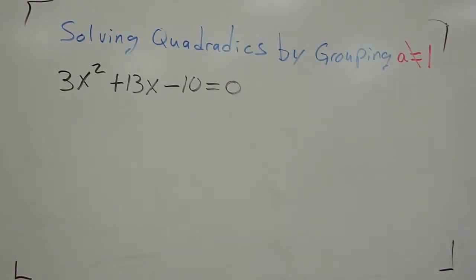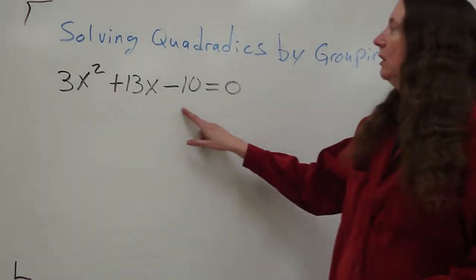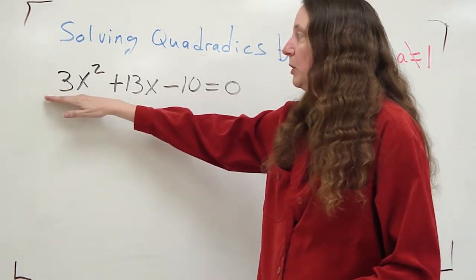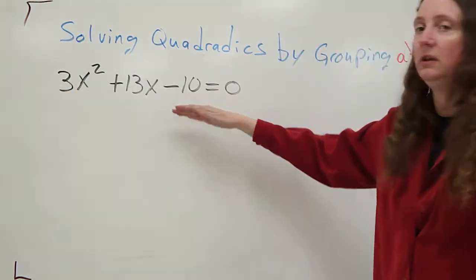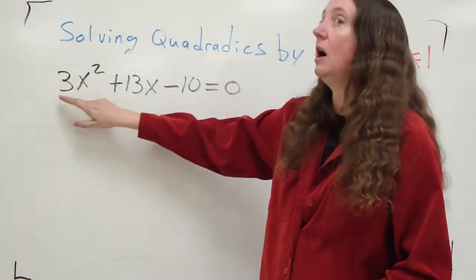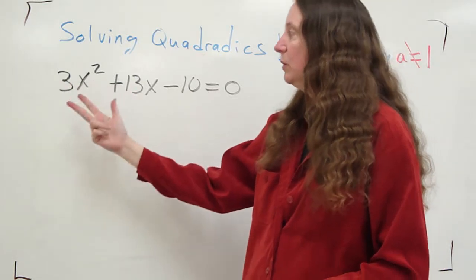Solving quadratics by grouping. A is not equal to 1. You might be asking why, if I have to multiply the A times C, why do I bother with that when A is always 1? A is not always 1 though. In this example, it is 3.